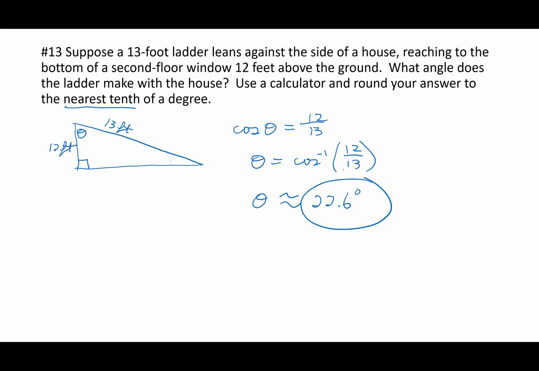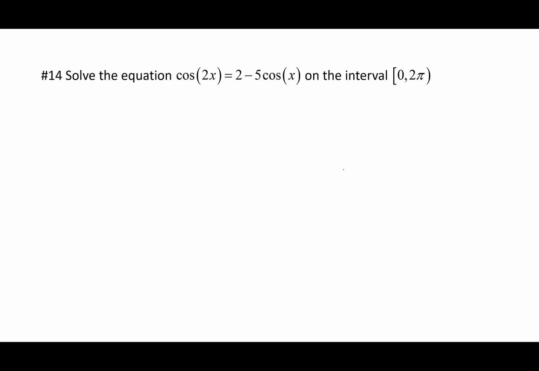Okay, let's go ahead and look at number 14 here. We're solving an equation. We have cosine of 2x equals 2 minus 5 cosine x. We're solving on the interval from 0 to 2 pi. So the first thing I would do is, well, we have two different choices here. But I would probably go ahead and write cosine of 2x in a different way. And we have like three different choices there for the cosine 2x.